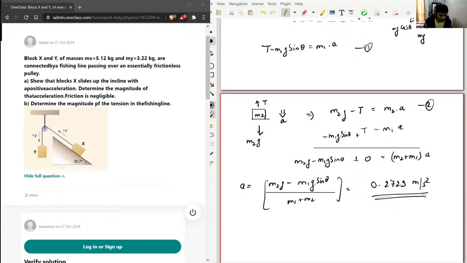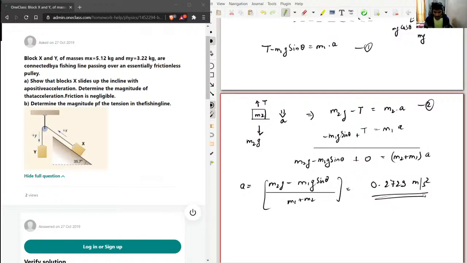So for the A part, show that block X moves up the incline. Yes, it is moving up the incline because the value of acceleration is positive. And second, determine the magnitude of acceleration. So we have determined the magnitude of acceleration, which is 0.2729 meter per second square.